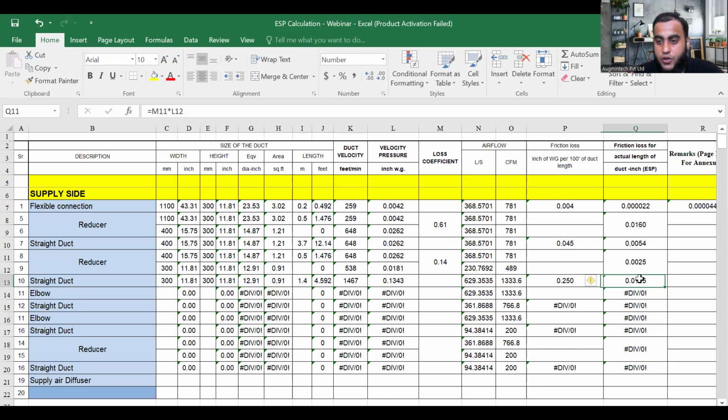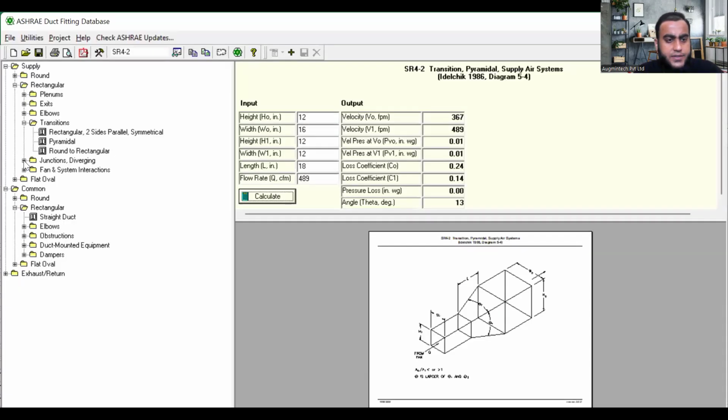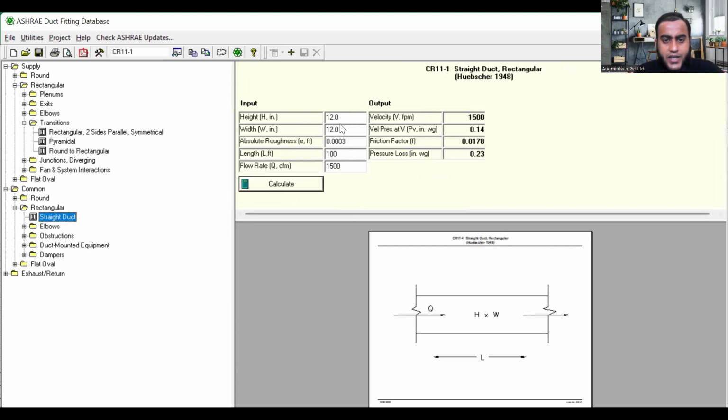As per that, how much friction loss value have we got? 0.01, 0.0115 manually. If you want to go for software, you will get the same value. See, come here in straight duct and enter the value. 12-inch height, 12-inch width, because 300 by 300, and the length is 1.4 meter. Can you convert that meter to feet? 4.5, 4.6, whatever, just take it. And the flow, what is the flow? 489, I think. Hit on calculate. See, you will get that value.